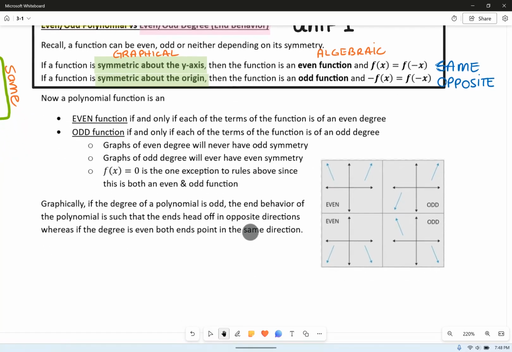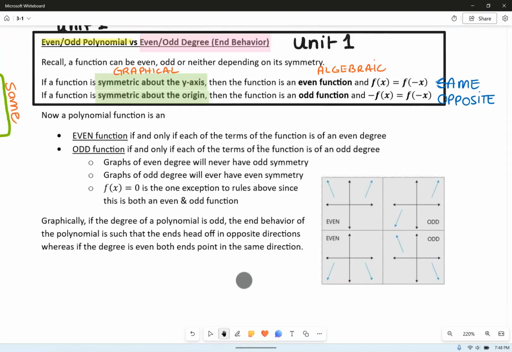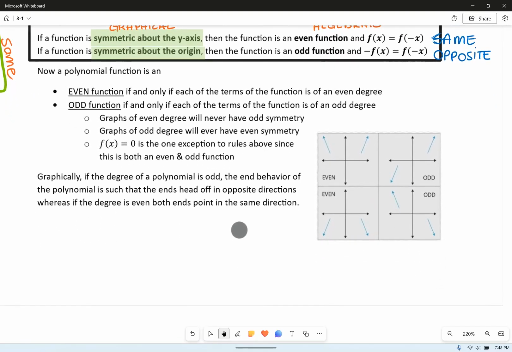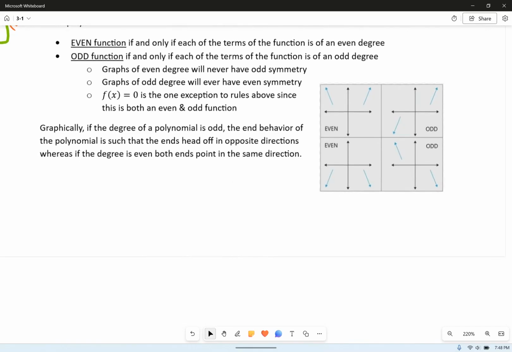Now let's move on and talk about even and odd function. Okay, so this was even and odd polynomial, but this has to do with even and odd function based on the degree. Is it an even degree or an odd degree? Now, it is going to be quite obvious. If you need to determine whether something is even or odd, I need you to look at the degree. Remember, degree is the highest exponent.